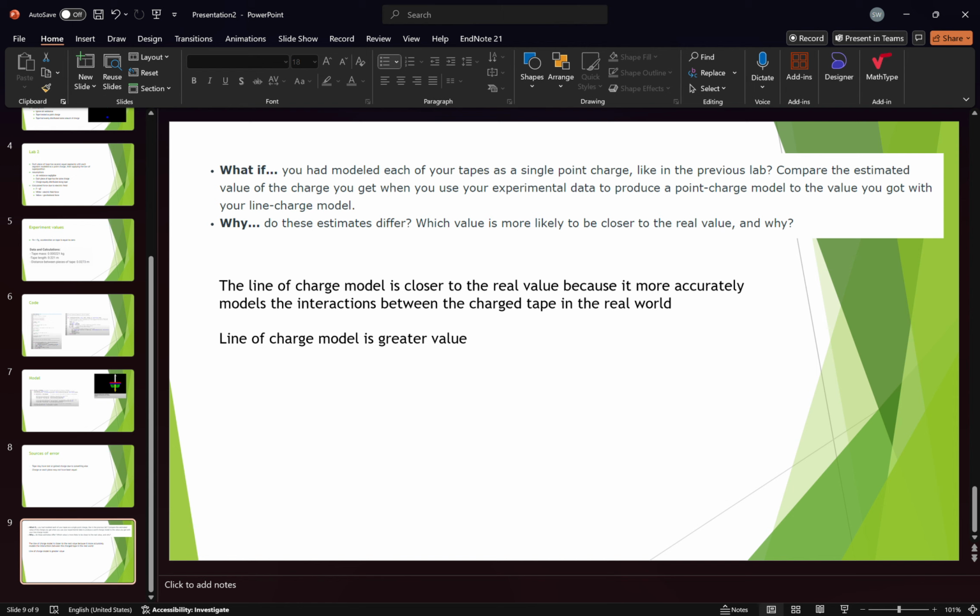Why do these estimates differ? What value will more likely be closer to the real value? The line charge model is more likely to be the real value because it is closer to an accurate representation of the interactions going on in the real world, where the tape is not in fact a point charge, but there are electric fields from different electrons in the tape running along it. This leads to a higher magnitude because there are more forces acting on the tape.